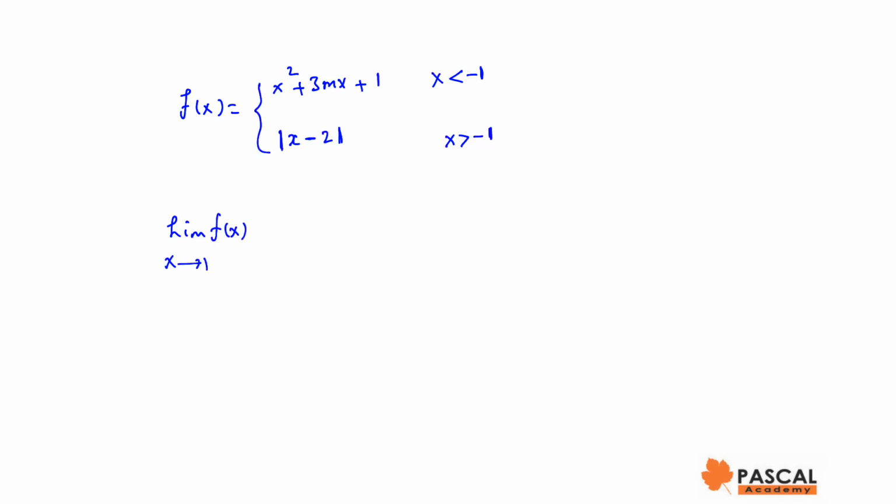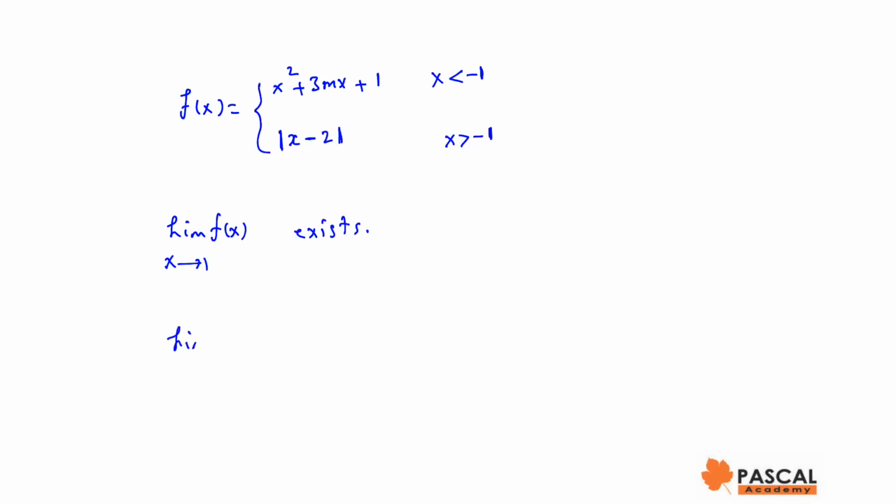Let's consider f(x) equals x² plus 3mx plus 1 when x is less than negative 1, and when x is greater than negative 1, absolute value of x minus 2. For what values of m, limit of f(x) as x approaches negative 1 exists.